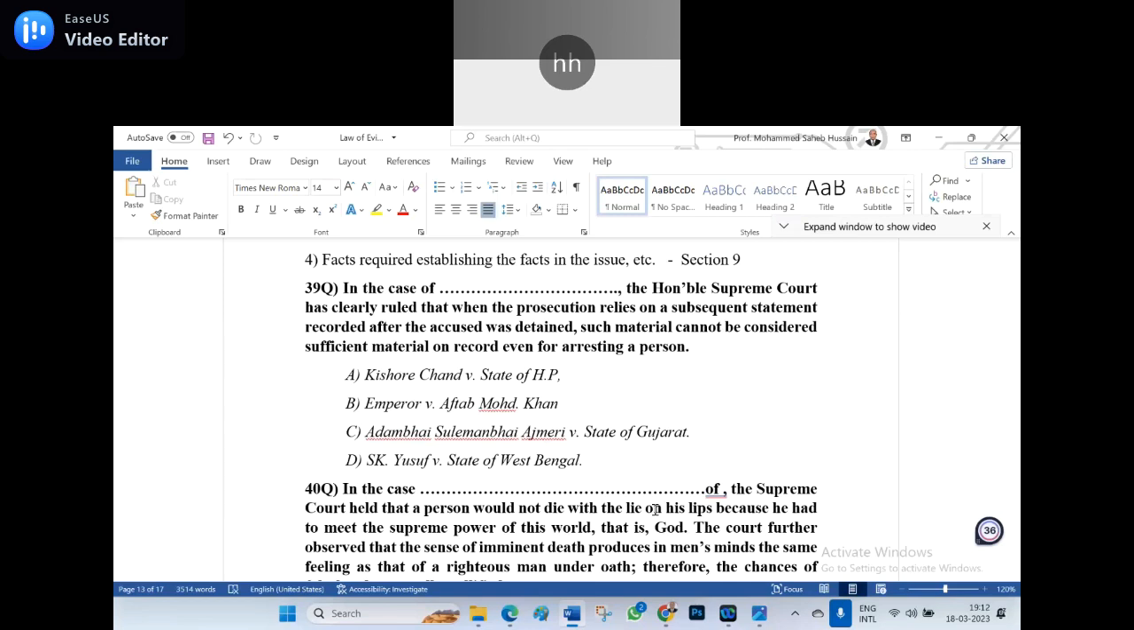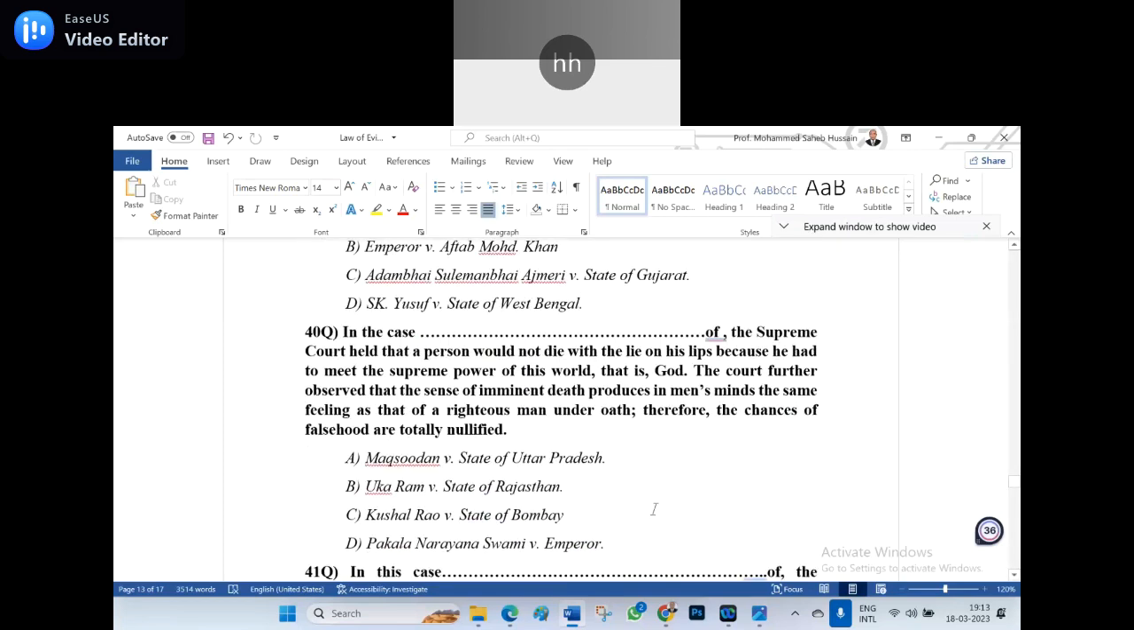Shoot. In which case is that decided? Speak. Even though it is wrong. Option D, sir. Means D for Delhi. Yes, sir. Wrong. Option A, C, sir. Kishore Chand versus State of HP. Wrong. The right answer is C. Adam Bhai Suleiman Bhai Ajmeri versus State of Gujarat.